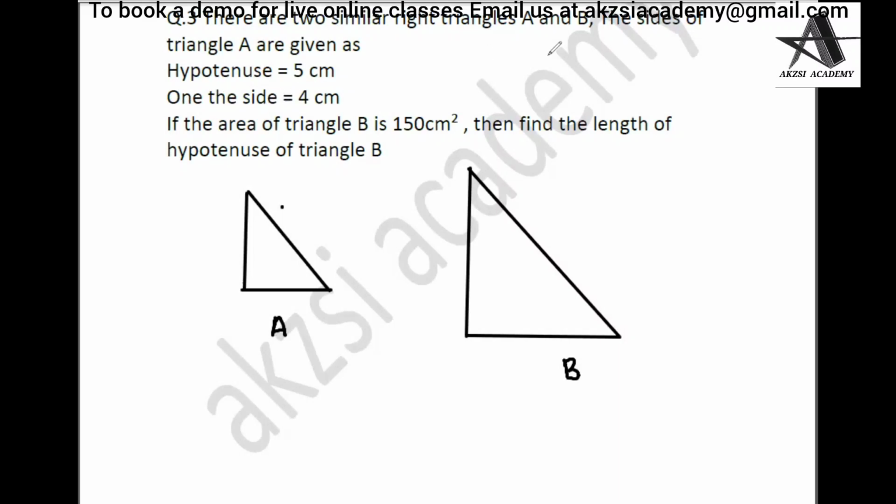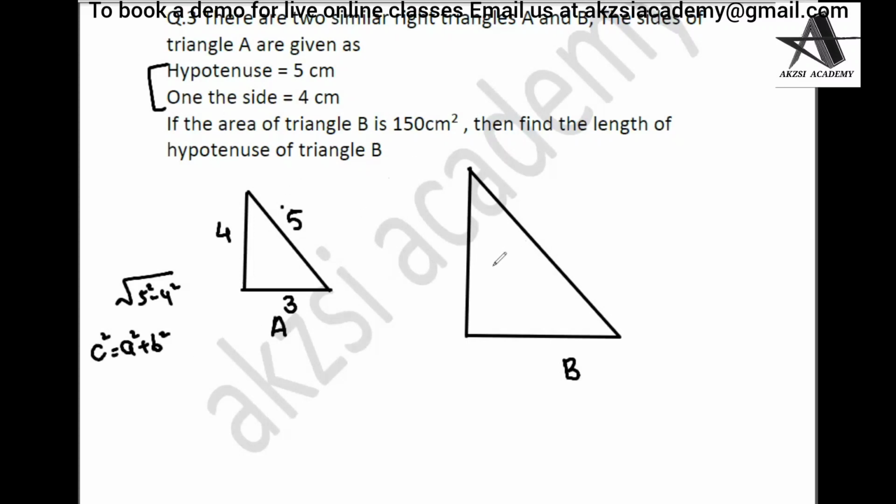Hypotenuse of triangle A. The sides of these two are given for triangle A. Hypotenuse of triangle A is 5 and one side is 4. I can say this side, I can pick any one. On applying Pythagoras, I'll get the third side as root 5 squared minus 4 squared, because Pythagoras says hypotenuse squared is equal to the sum of the squares of the other two legs. And if I want to calculate the other leg, it will be root 5 squared minus 4 squared, which is 3.